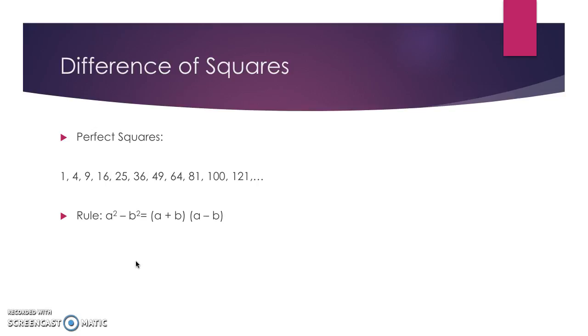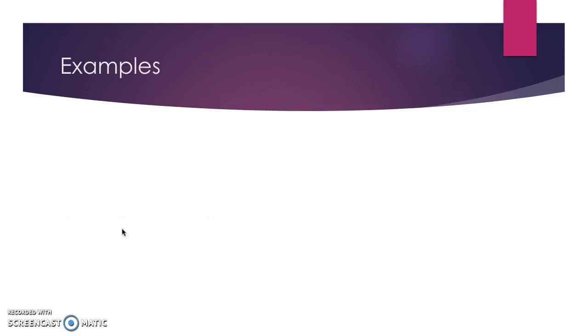The rule of difference of perfect squares is a squared minus b squared equals parentheses a plus b times parentheses a minus b. Notice that the numbers within the parentheses, or the variables in this case, are the same except for that plus and minus sign. That plus and minus sign is just going to cancel out your middle term or your x term or your b value when you look at standard notation. So let's look at some examples.